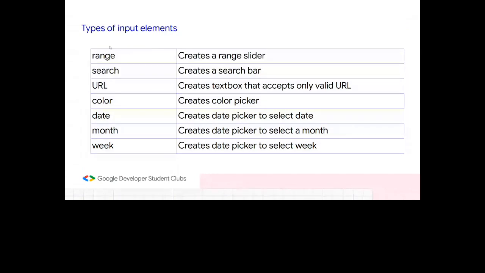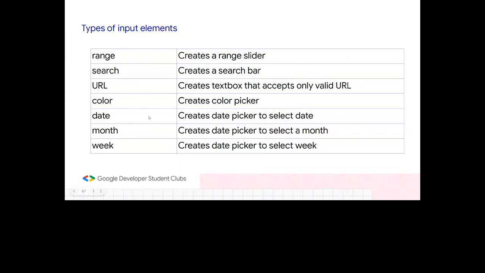Next comes range. As we discussed now, range is a slider. And search: if you would like to search something, you can use search type. And as the name suggests, url is used to take urls from the user. And color: if you'd like to submit some type of color, you can use color. It will display a color picker to you. You can select whatever color you want.